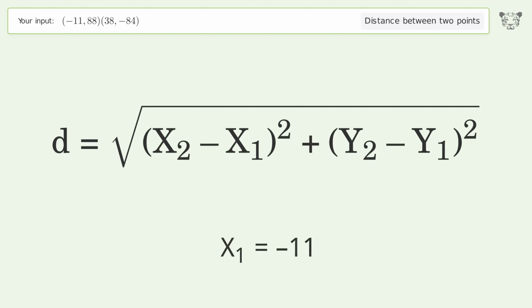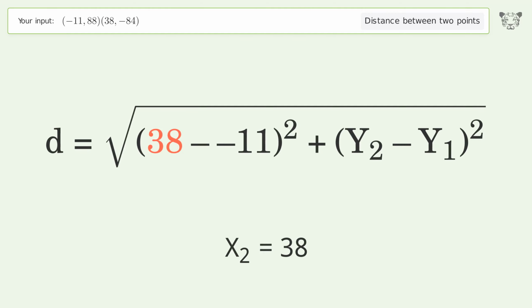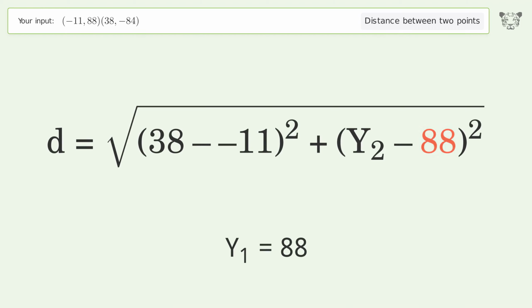x1 equals -11. x2 equals 38. y1 equals 88. y2 equals -84.